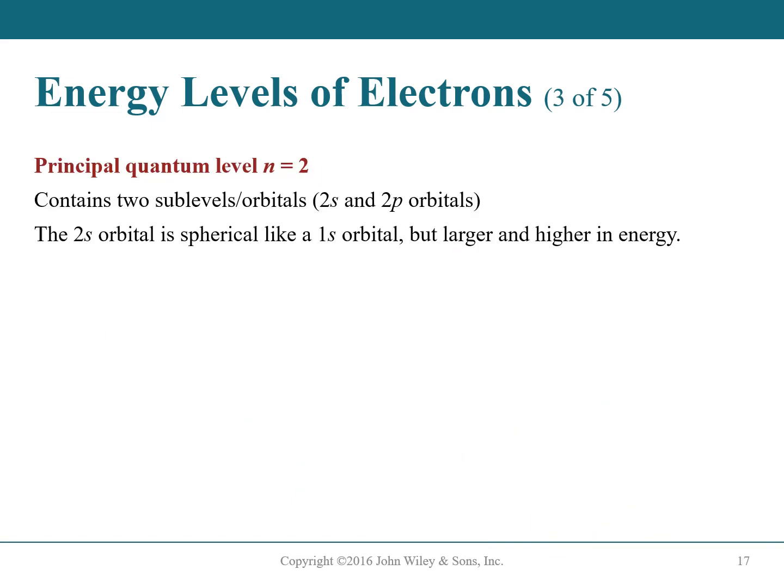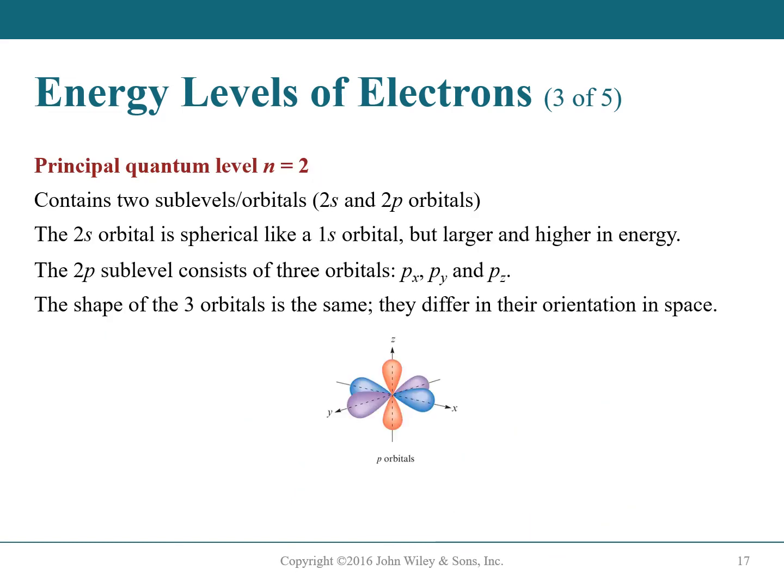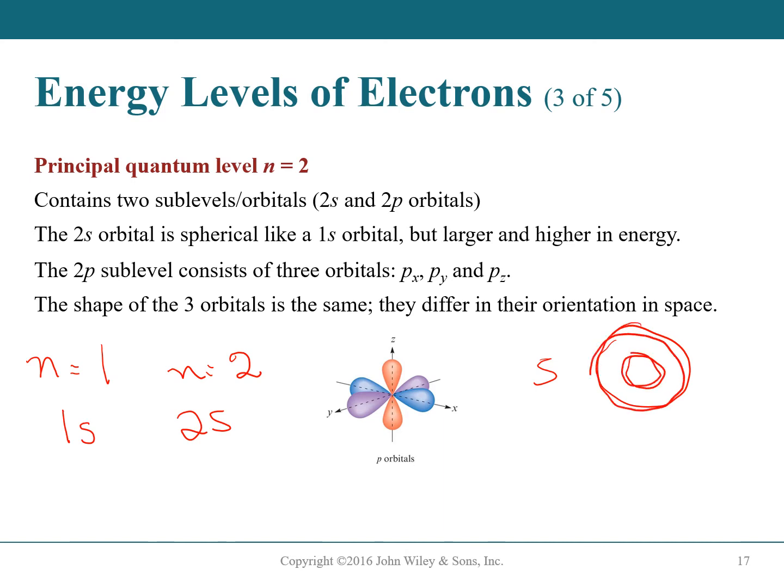Principal quantum level 2. So when we look at it, n equals 1, you can only have 1s. N equals 2, you can have 2s. That's that spherical one. So s looks like a little ball. And 1s is closer to the nucleus. So that's a 1s. This is my 2s. But this looks like a sphere.